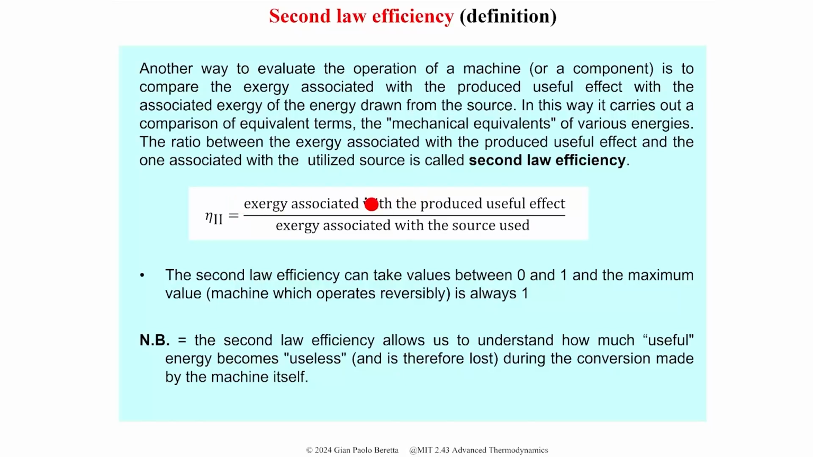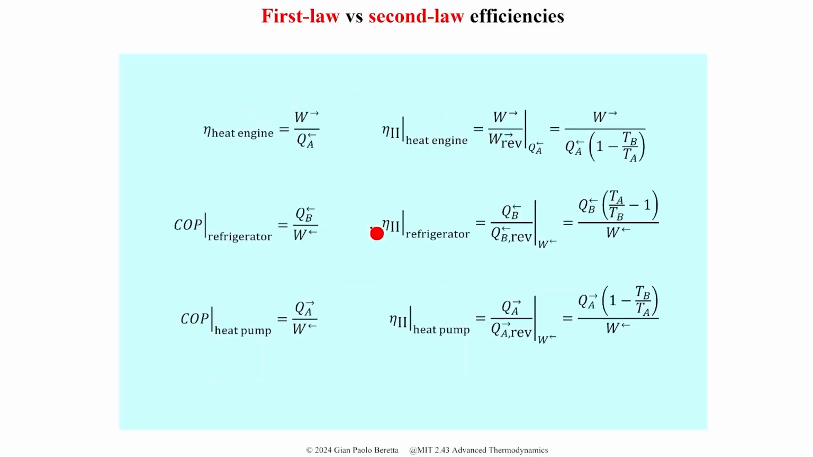If you reason it out, you realize that this is equivalent to putting here the energy of the useful effect, and below the minimum resource you should use in order to obtain that, which is, I think, written here. This form of the second law efficiency is also equivalent, once you do the balance equations and obtain the expression for the reversible work, as a ratio of exergies.